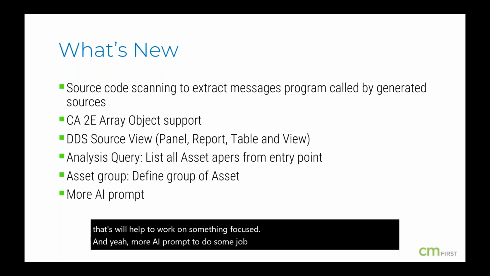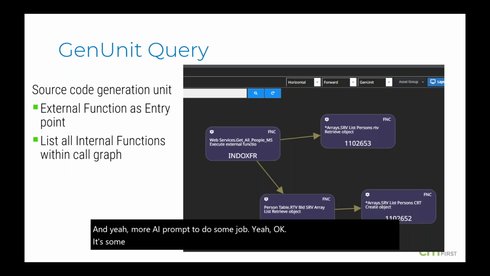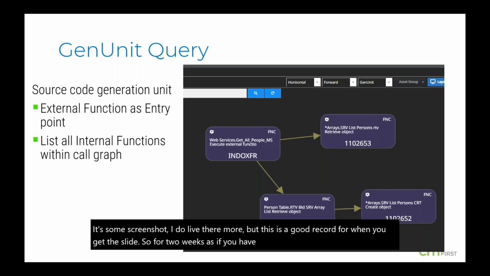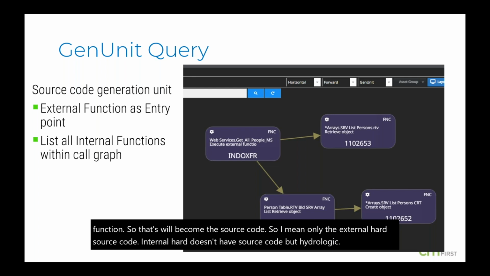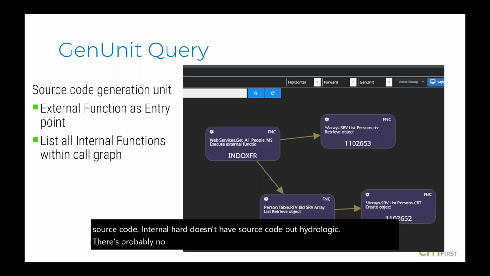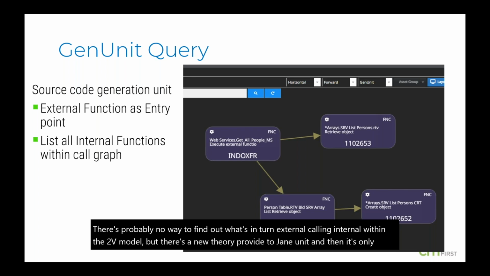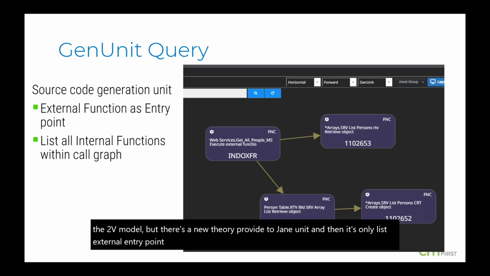Yeah, okay, here are some screenshots. I'll do a live demo, but it's good to record for when you get the slides. For 2E, as you know, if you have an external function calling an internal function, that becomes the source code. Only the external has source code; the internal doesn't have source code, but has logic. So there's probably no way to find out what the external is calling internally within the 2E model, but there's a new query provided in GenUnit, and it only lists the external entry point calling any layer of internal function too.